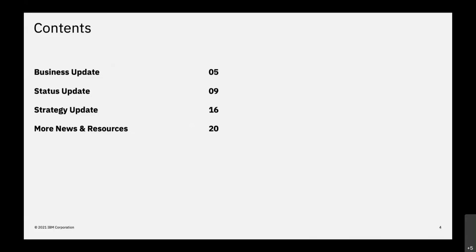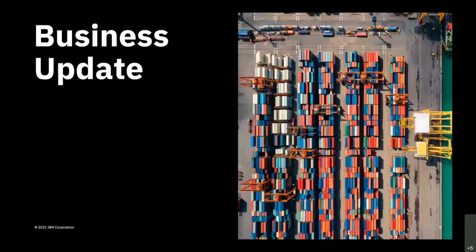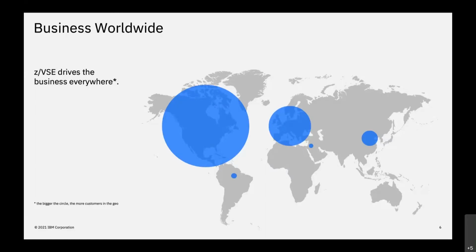So there are several topics for today. Let's start. Let's have a look at the business. We start with a look at our customer bases. For sure, we have customers everywhere, but I didn't want to sprinkle the whole map with small dots everywhere, so I just concentrated on the different geos. Most of our customers are located in North America, followed by Europe and Asia.